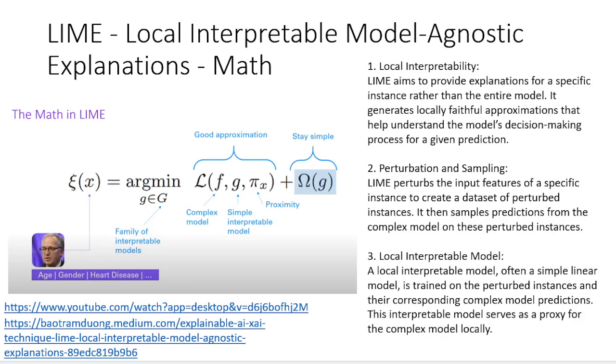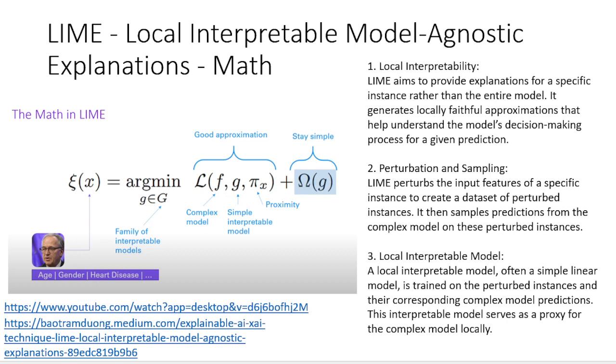At the left, we wish to get a local approximation given the inputs. Here the inputs are age, gender, and heart disease. The first term is a loss function that attempts to get the complex and simple models as close to each other given the input's neighbors. The last term is to minimize the complexity. Big G is the family of interpretable models such as decision tree, linear regression, etc. Essentially, the goal is to find the simplest model which matches the complex model within a given neighborhood. The essential key concepts are: number one, local interpretability.